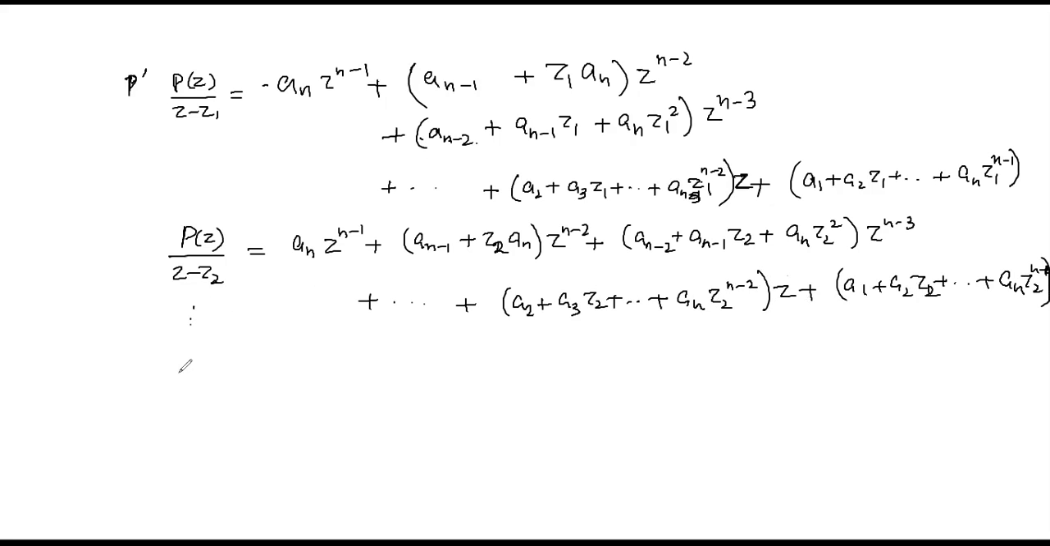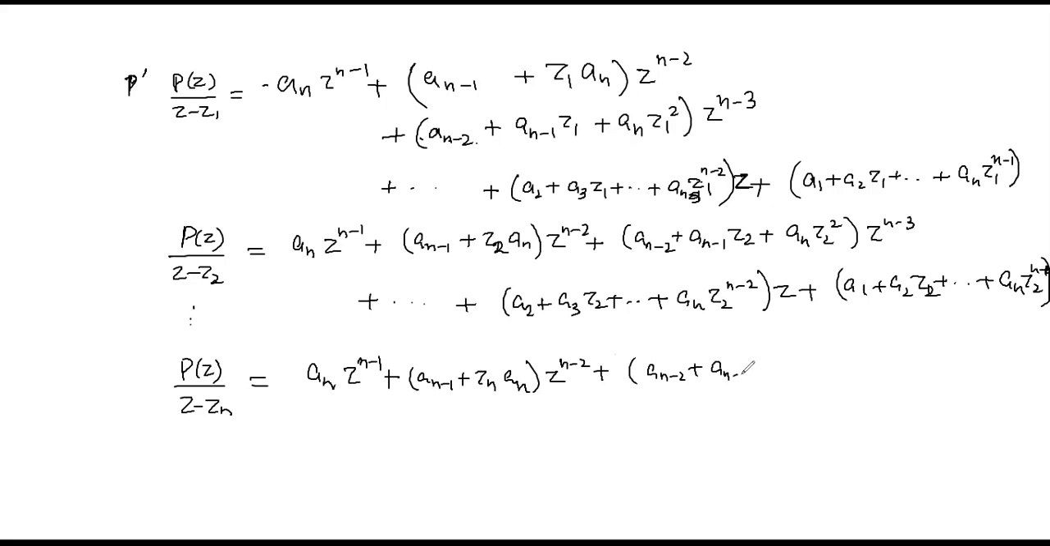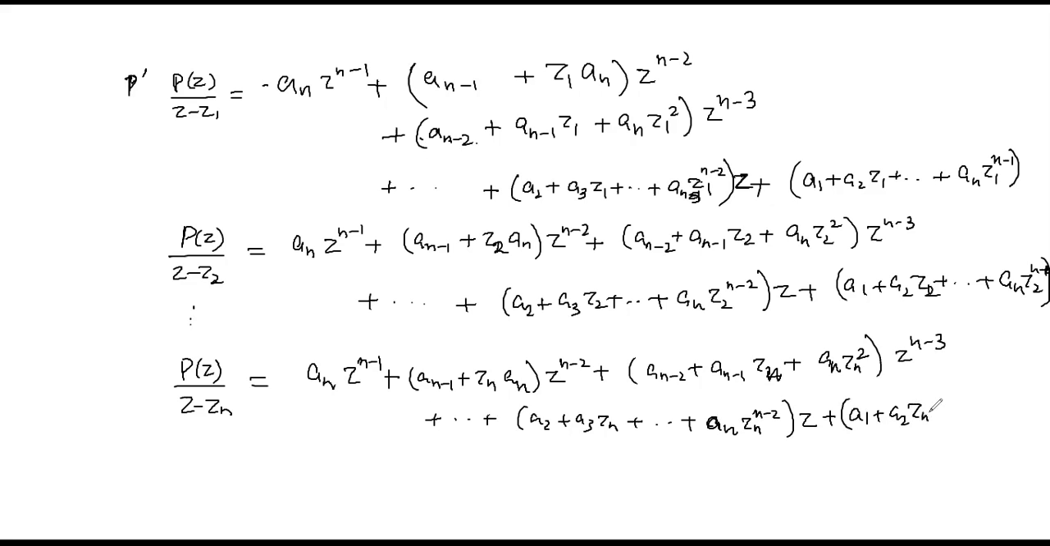ठीक है ना, इसी तरह से so on and so forth pz divided by z minus zn बराबर होगा an z raised power n minus 1, बिल्कुल सही, then I have an minus 1 plus zn an multiplied by z raised power n minus 2 plus an minus 2 plus an minus 1 zn plus an zn square whole multiplied by z raised power n minus 3 plus so on and so forth into a2 plus a3 zn plus so on and so forth plus an zn raised to power n minus 2 multiplied by z plus of course a1 plus a2 zn plus so on and so forth an zn whole raised to power n minus 1.